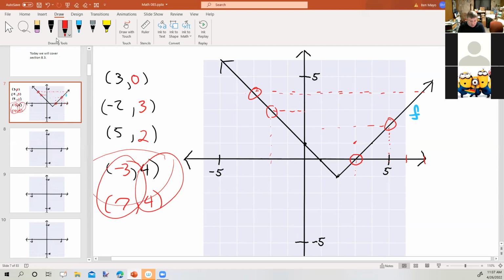Is that a function? Yes. We can't have one input going to several outputs and have it be a function, but several inputs to the same output is fine. Okay, now give me a minute here. I'm going to switch screens.